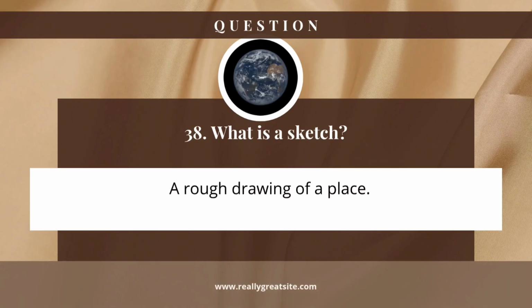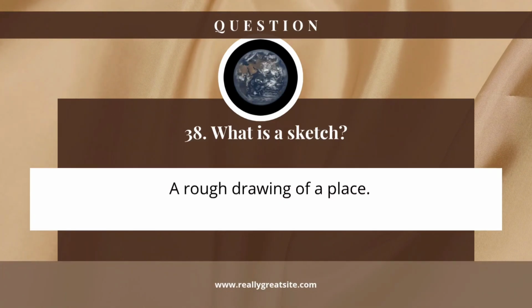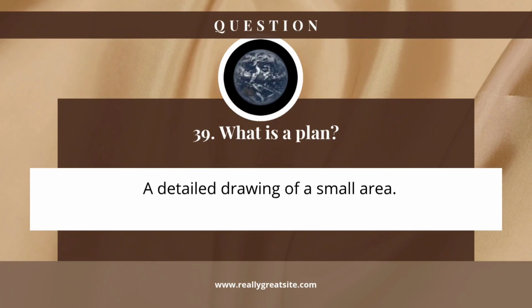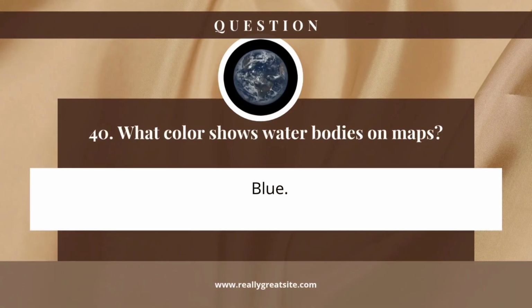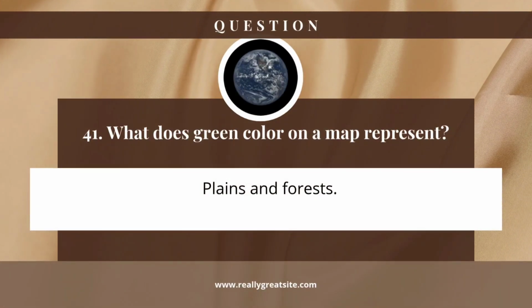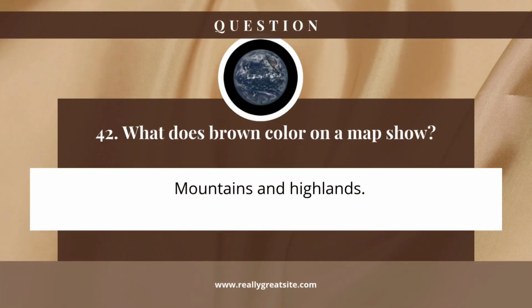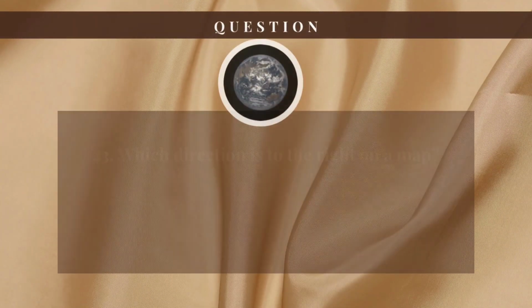38. What is a sketch? Answer. A rough drawing of a place. 39. What is a plan? Answer. A detailed drawing of a small area. 40. What color shows water bodies on maps? Answer. Blue. 41. What does green color on a map represent? Answer. Plains and forests. 42. What does brown color on a map show? Answer. Mountains and highlands.